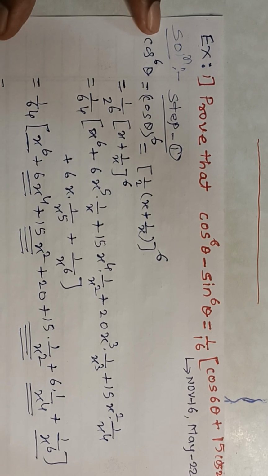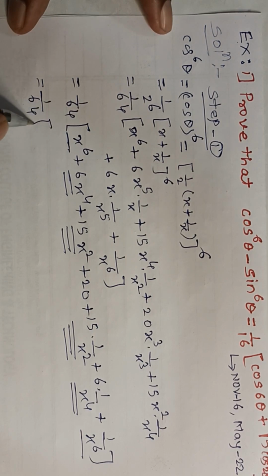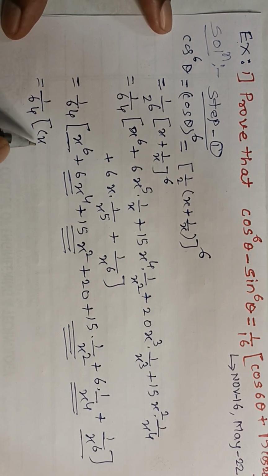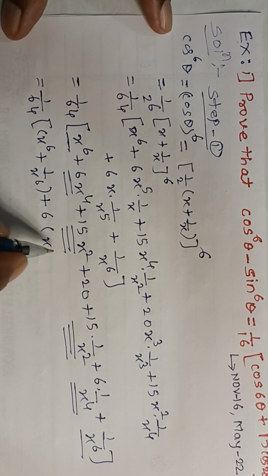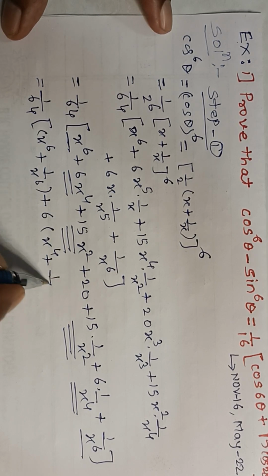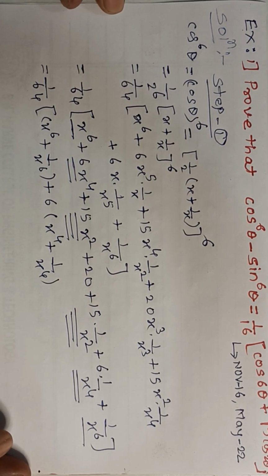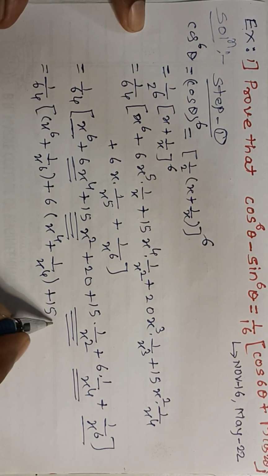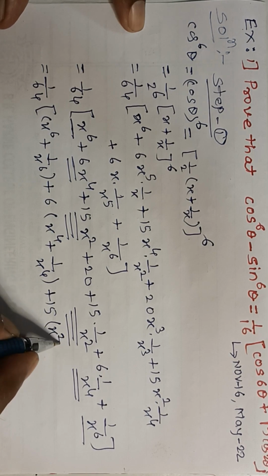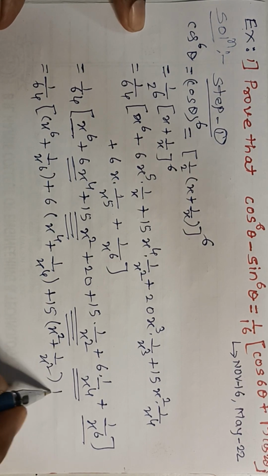So this is equal to 1 upon 64 into bracket x to the power 6 plus 1 upon x to the power 6, plus, taking 6 common, x raised to 4 plus 1 upon x raised to 4. Okay, then plus 15 times into bracket x square plus 1 upon x square, plus 20.